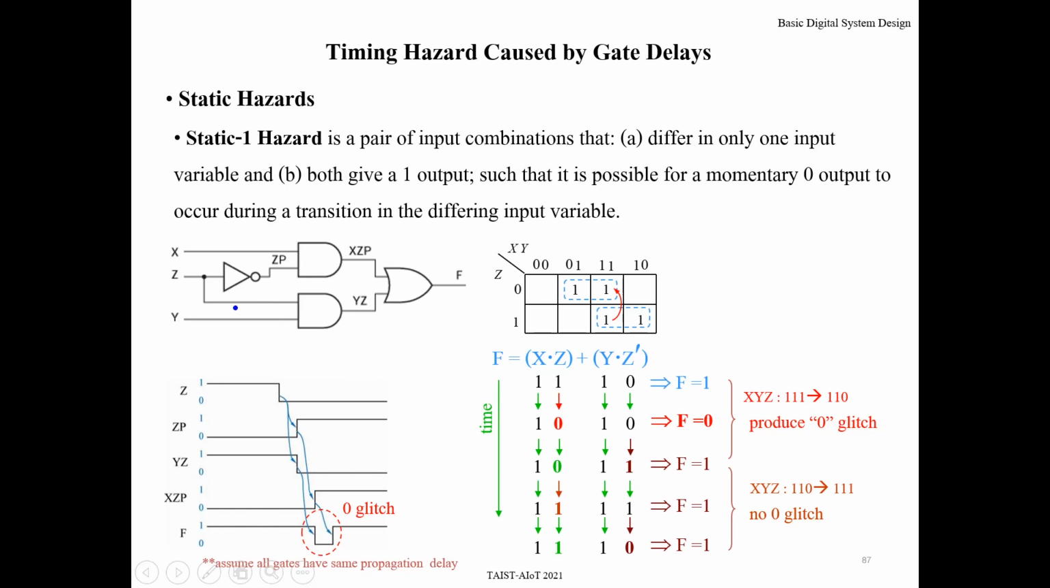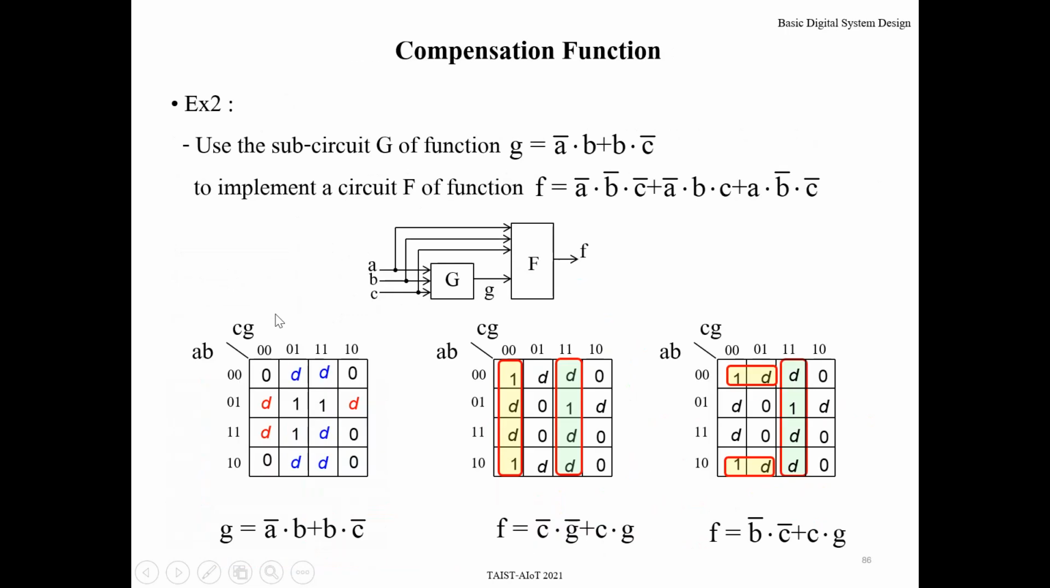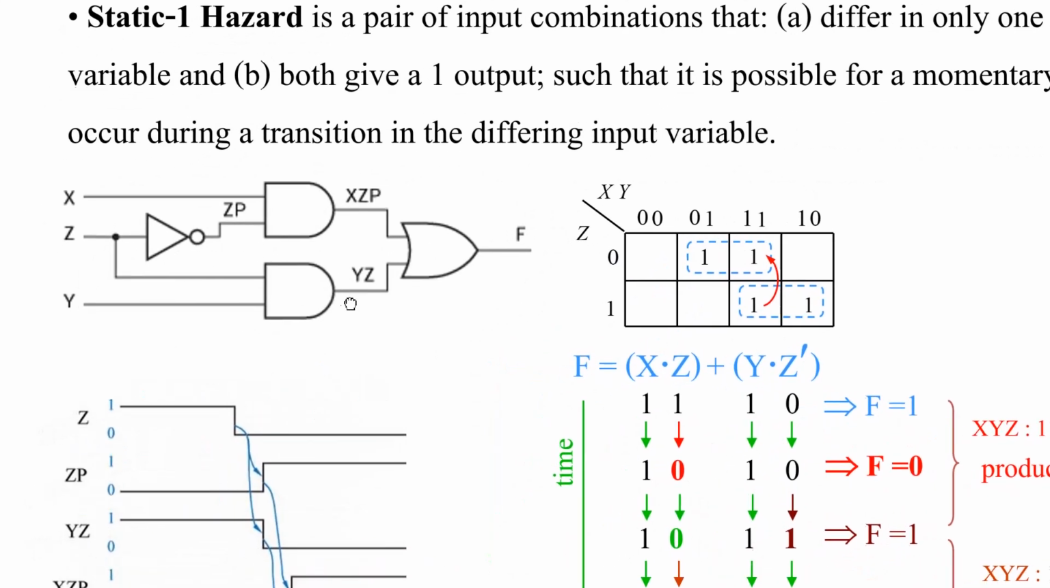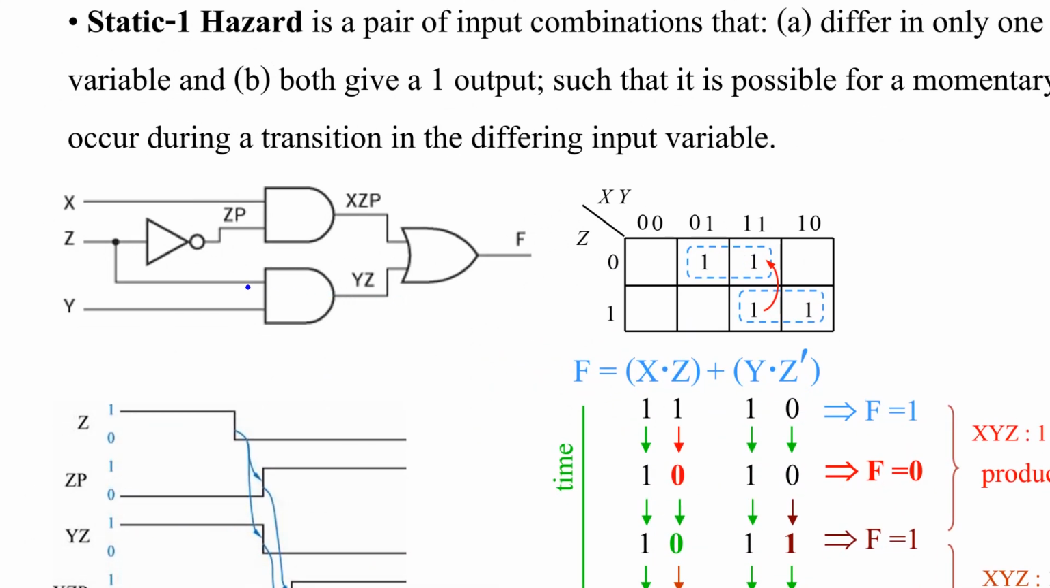If I start the input from this point, based on this circuit, input x y z is 1 1 1. When 1 1 1, 1 at here, 0 at here, 1 at here, 1 at here, all together 1 at here, 0 at here, then output should be 1, right? From this.